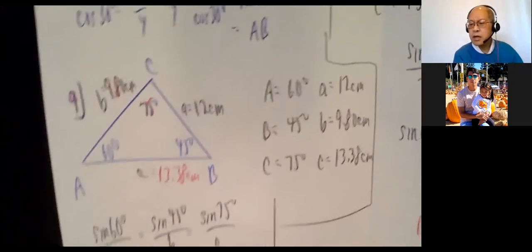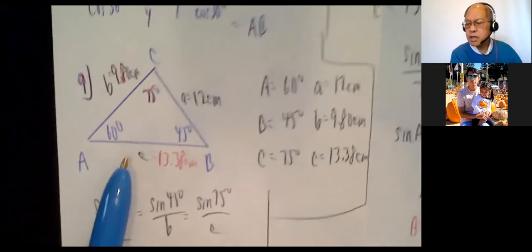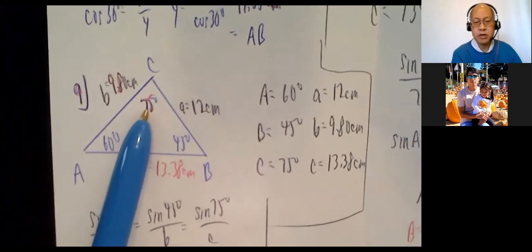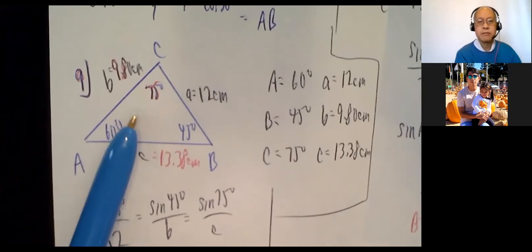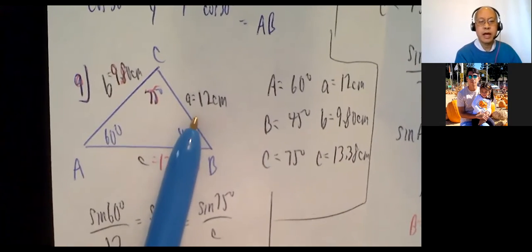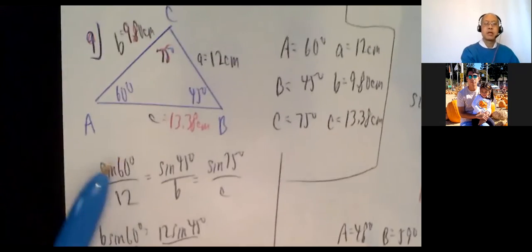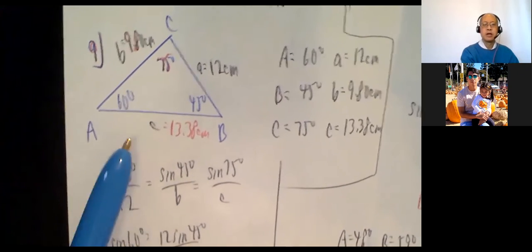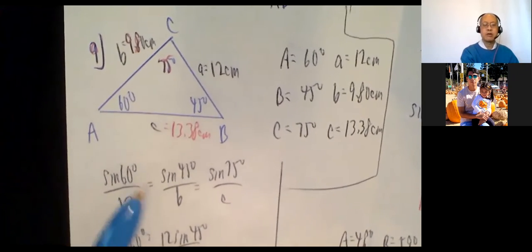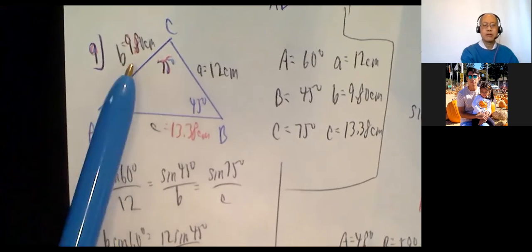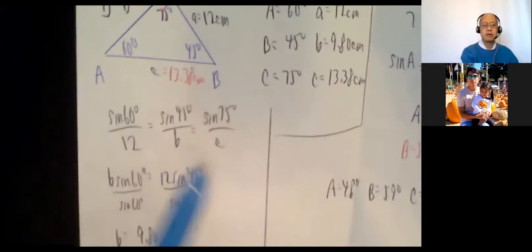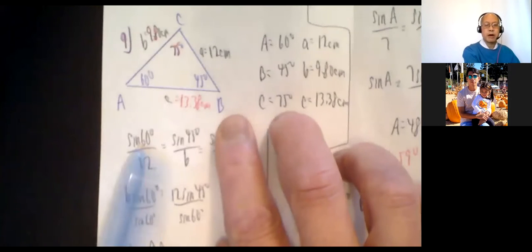Okay, number 9, you're given 60 degrees and 45 degrees. That automatically forces you to get 75 degrees. And you're given that A is 12. So sine of A over A equals sine of B over B equals sine of C over C. So sine of 60 degrees divided by 12 equals sine of 45 degrees divided by B equals sine of 75 degrees divided by C. Cross multiply right here.